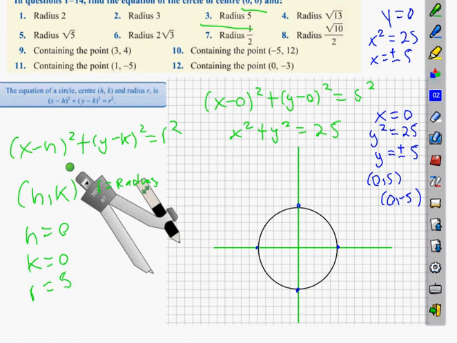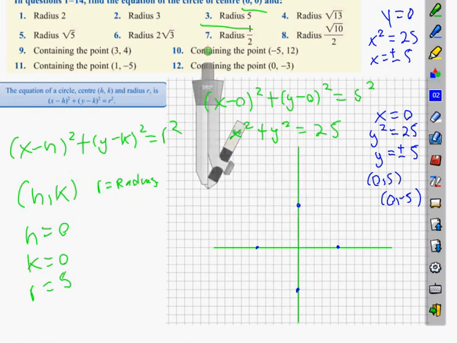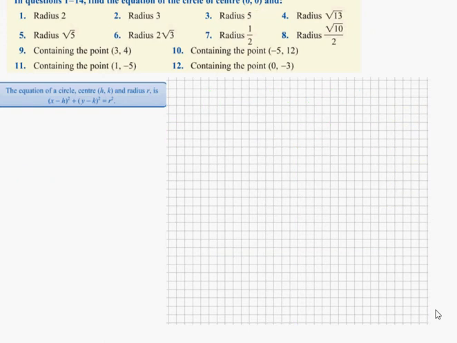Now, the next way they can get you is by giving you the same question, but just giving you less information. So an example of a question like that would be number 12.